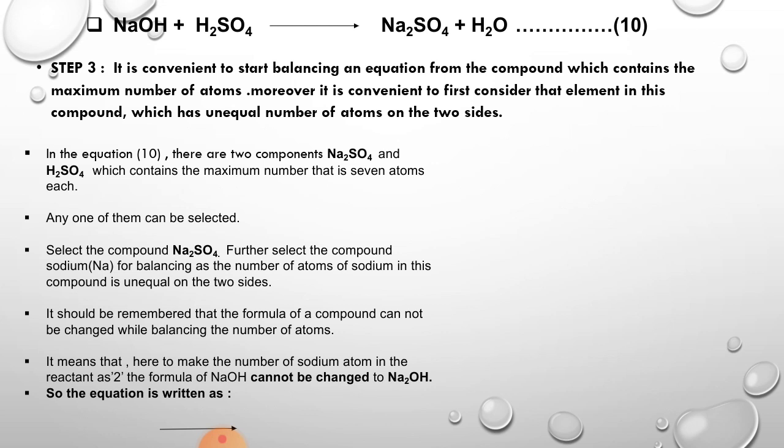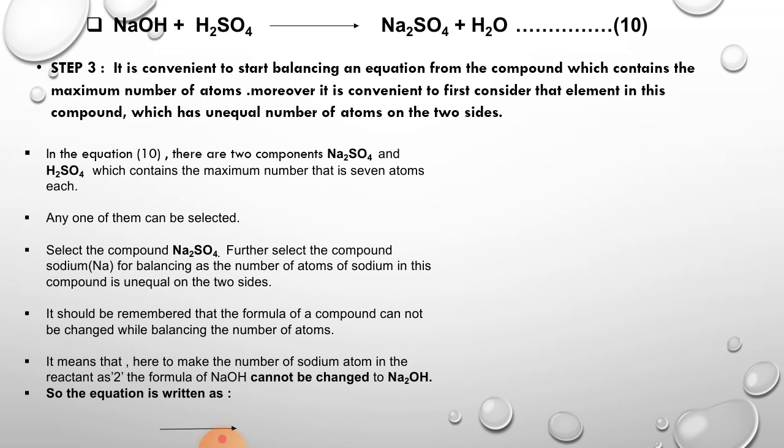Now let's see from the reactant H2SO4. O4, that means 4, S1, that is 1, and H2, so 4, 1, 2, we will get 7. And on the product side, Na2SO4 also has 7 atoms. So these two components have the maximum number of atoms. Any one of them can be selected. Let's select the compound Na2SO4.